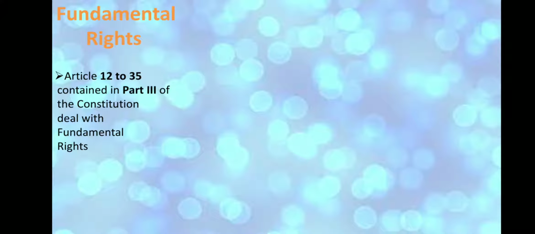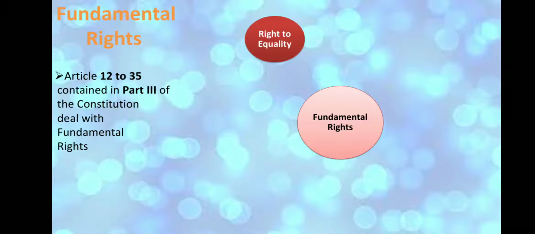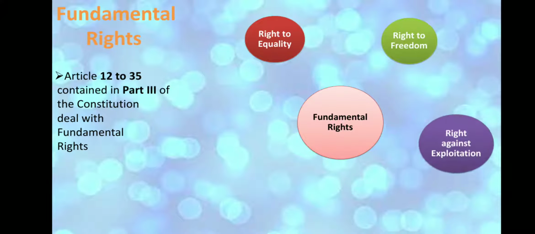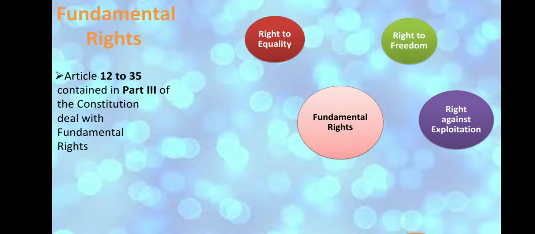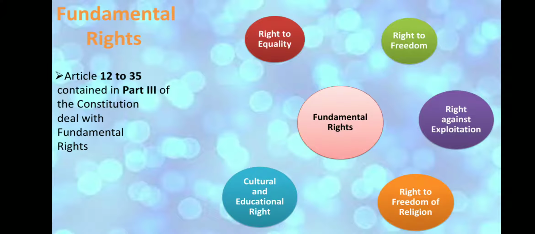Now, fundamental rights are from Article 12 to Article 35, which is contained in Part 3 of our Constitution. There are 6 types of fundamental rights: right to equality, right to freedom, right against exploitation, right to freedom of religion, cultural and educational rights, and right to constitutional remedies. We will be learning all the 6 types of rights today in our video. So, let's begin.